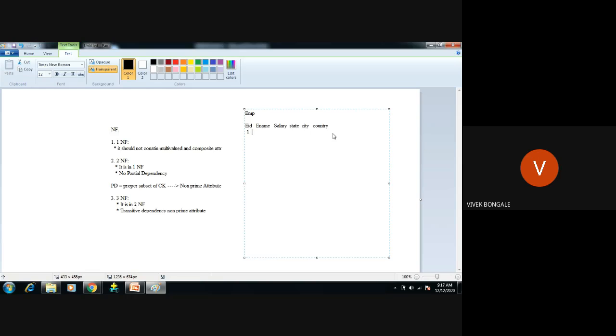Employee ID is 1, employee name something like Ram, salary 20K, state Karnataka, city Bangalore, and country is India. Employee ID is 2, Sham, 30K, Karnataka, the same, we will take Bangalore, India. We can add one more column, pin code. Okay, this is important.